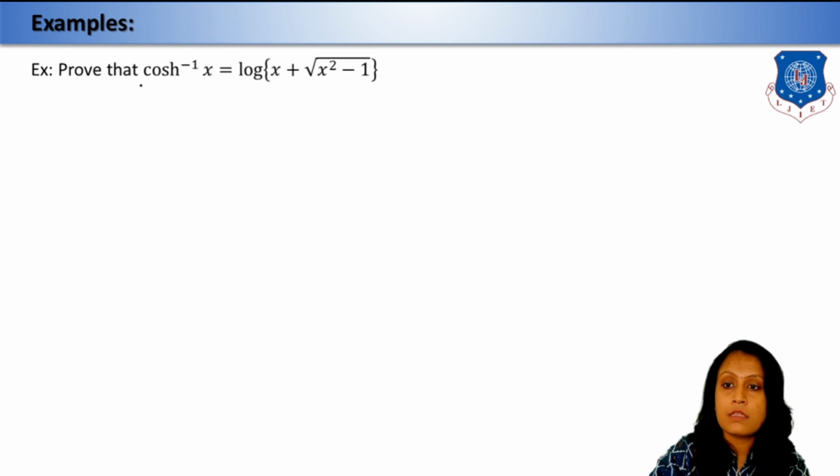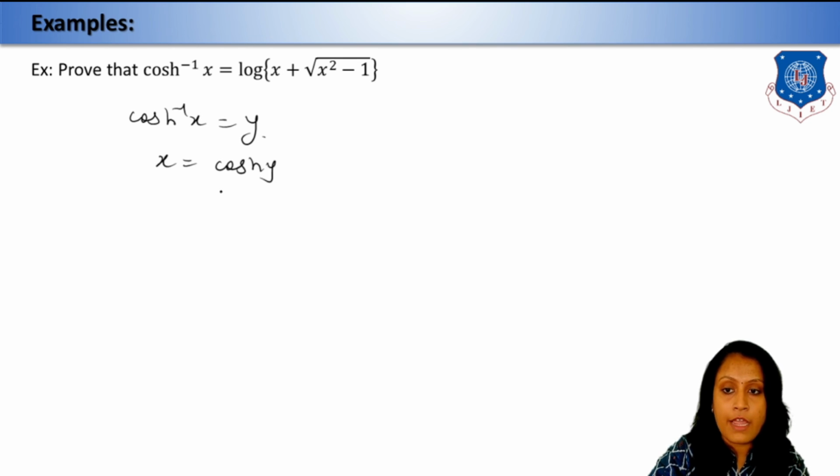Now let's prove the next result. Again we have to follow the same procedure, that is cosh inverse x is equal to y. So x will be cosh y. Apply the formula of cosh y and simplify, and you will get this result. This you can do by yourself.